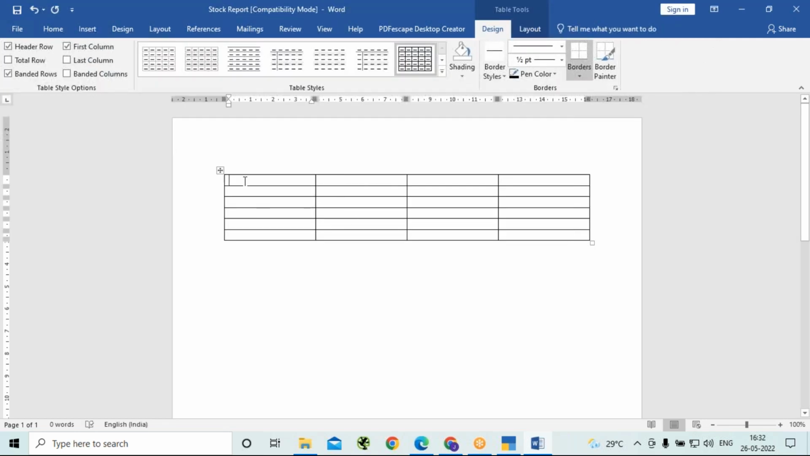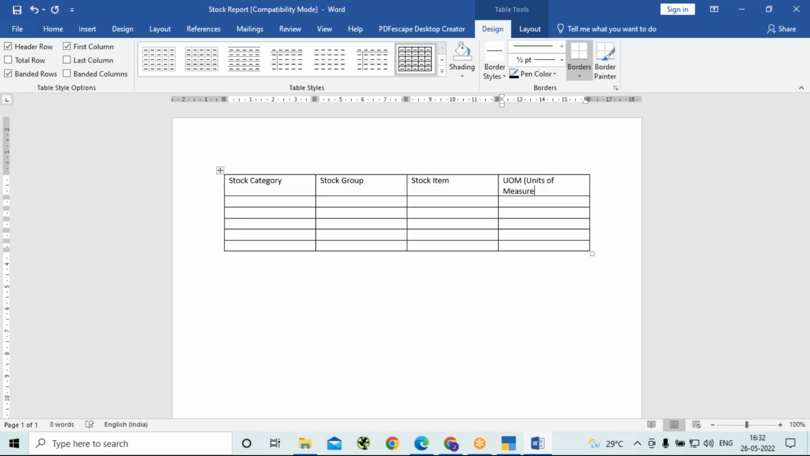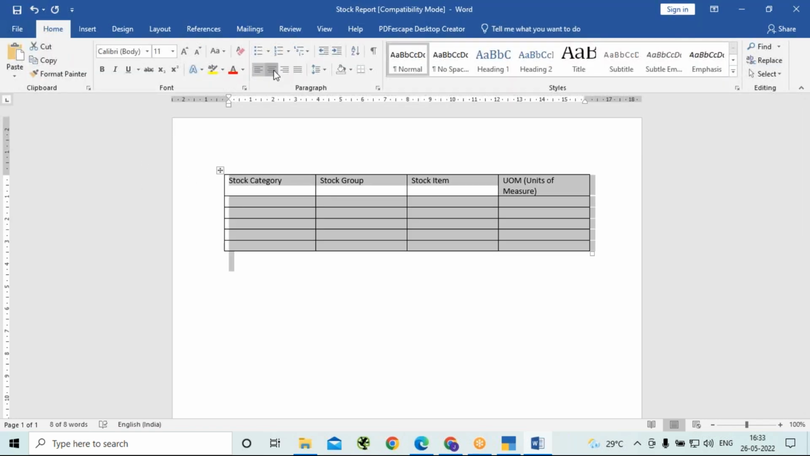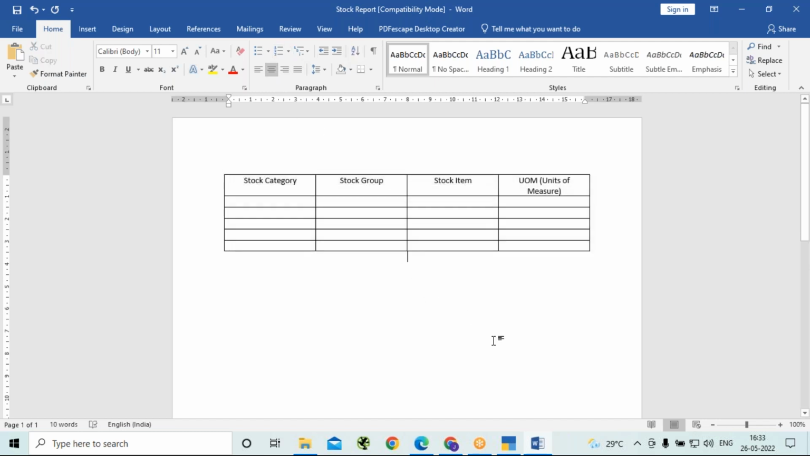Okay, so in this table, first I'll take stock category, then stock group, stock item, then let me have UOM, which is nothing but units of measure. Okay, so if I am going to have a list like this, what could be the stock category?